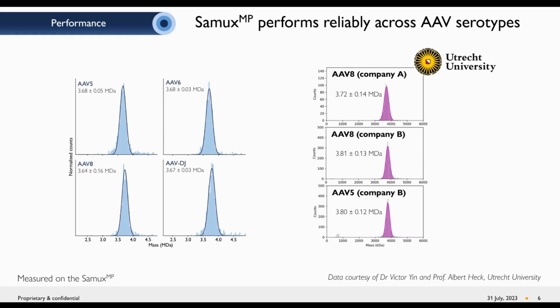On the left, you can see data acquired in our labs using mass photometry with 4 different empty AAV serotypes, and on the right, you can see samples measured by the Albert Heck Lab, who are experts in mass spectrometry, specifically charge detection mass spectrometry, so CDMS. They basically measured empty capsids of AAV from 2 different commercial sources and also AAV5 serotypes. And no differences in performance were observed among them. Moreover, the values of the samples on the right were compared to the values in mass obtained using CDMS, and the values obtained by both techniques were quite comparable, underlying the reliability of mass detection of the SamuxMP.